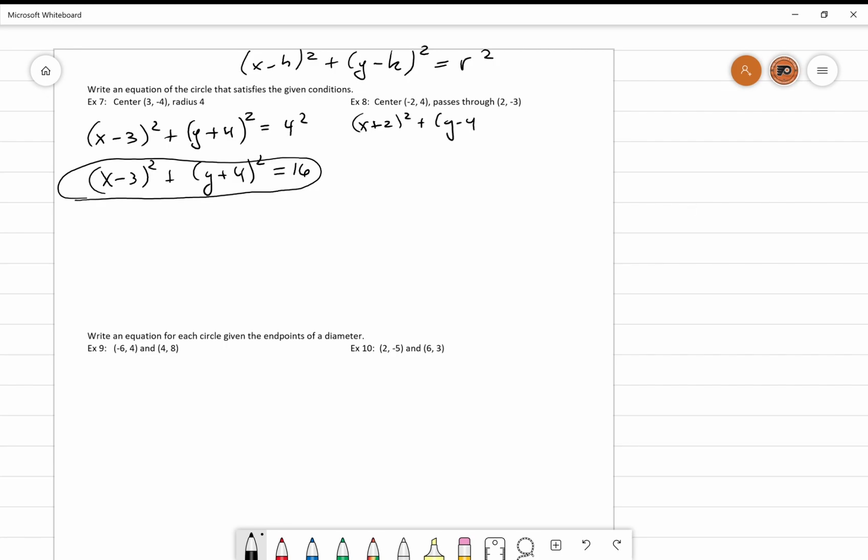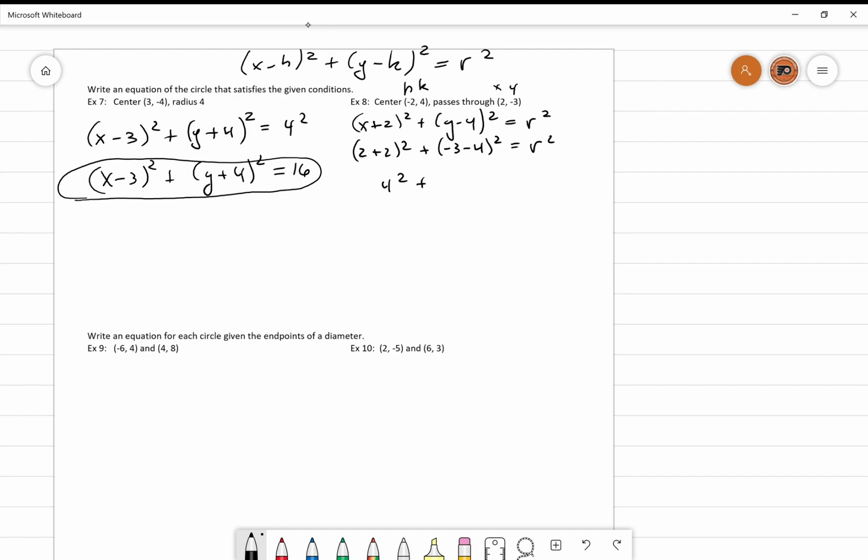Our next type, when we try to plug into that general formula, x minus -2, and then we have y minus 4 squared. Yuck, we don't have the radius. So think about that for a second. We have HK here because that's our center, but we also have an x and a y as our second point. That point's on the circle. So if I take x out with 2 and I take y out with -3, I get 4 squared.